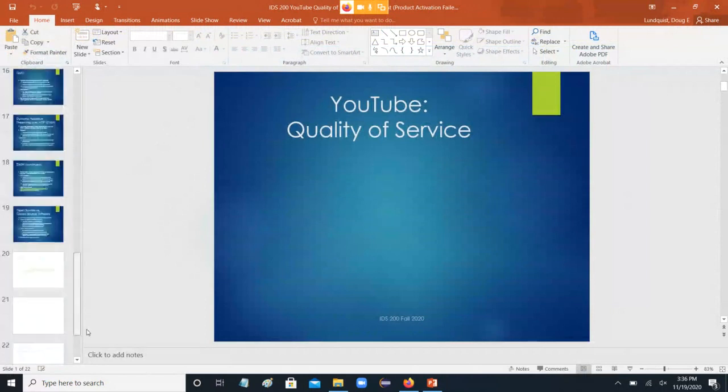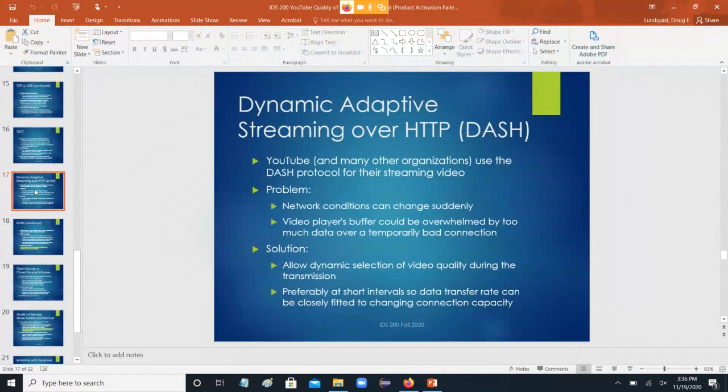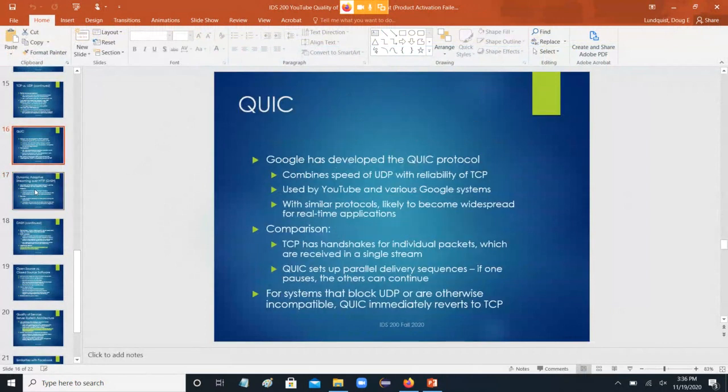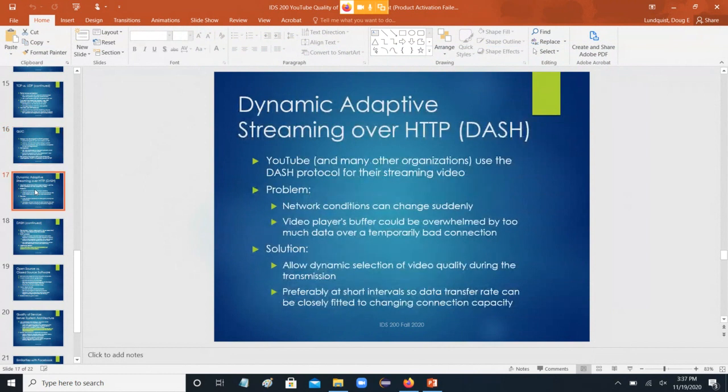Okay, so where we left off was right ahead of these last few slides about Dash. So we just covered QUIC, which is a sort of hybrid of UDP and TCP. The next thing we're going to cover is Dash. Dash is basically a scheme for how YouTube provides connection-appropriate video quality. So it's one way that YouTube deals with the quality of service problem. YouTube and many other organizations use the Dash protocol for streaming video.